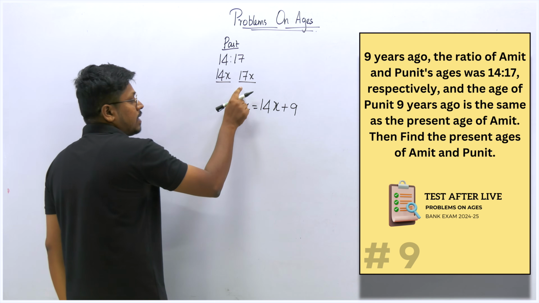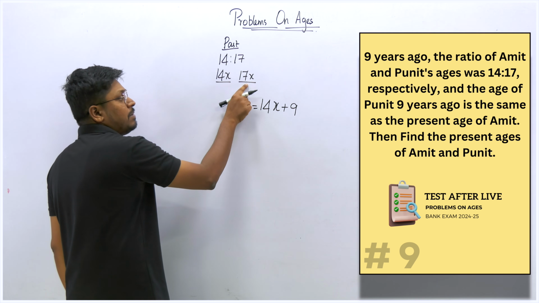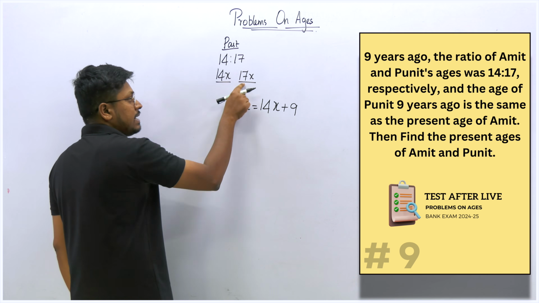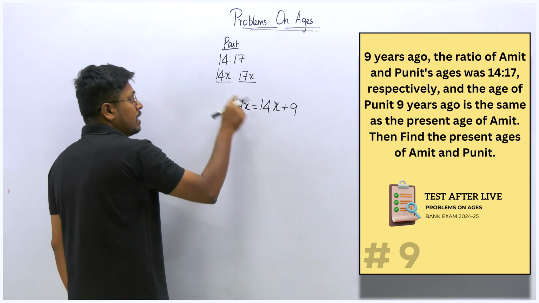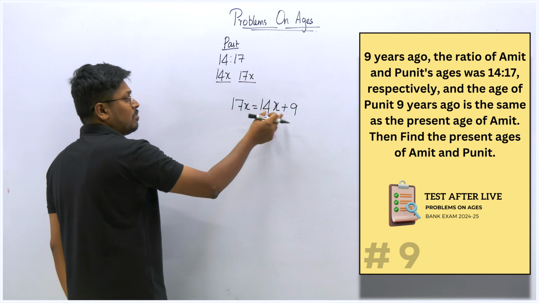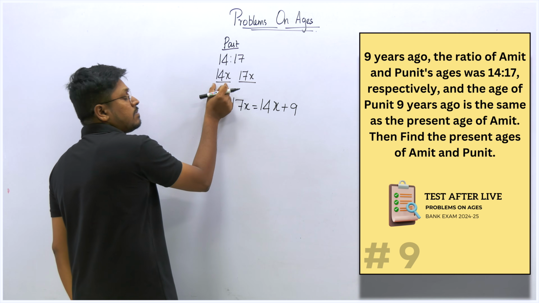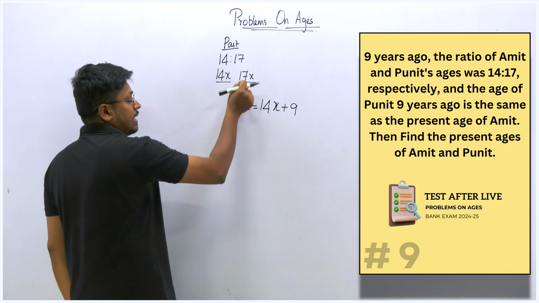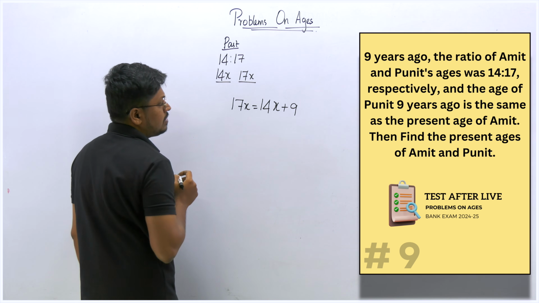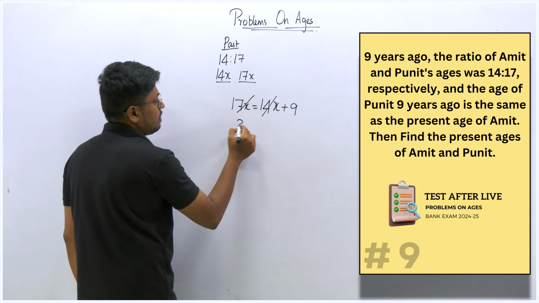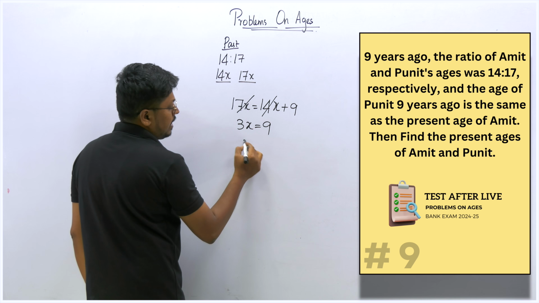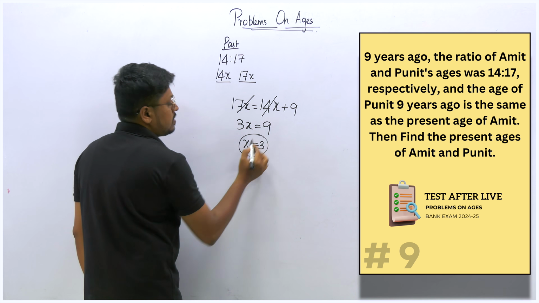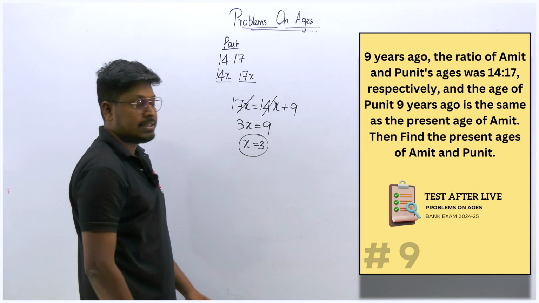So friends, understood or not? 9 years ago the age was 17x. This person's age 9 years ago is equal to the first person's age after 9 years. Both are the same. So the first person's age is 14x plus 9, which is equal to the second age. Now we need to solve this: 3x is equal to 9. So x is equal to 3.